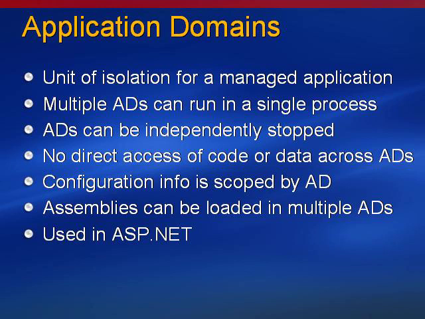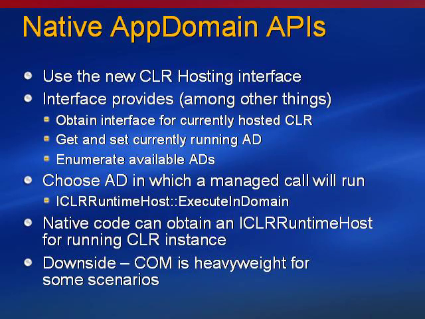They'll be used more and more as time goes on, and applications are architected from the ground up to be managed friendly. And the use of application domains would make a little bit more sense there. So we are adding some new functionality surrounding application domains. The first one is that we're adding some new APIs to the ICLRRuntimeHost interface. And these are native application domain APIs. What they let you do is decide which application domain you're going to do a certain managed call in. So what you'll do is use the new hosting interface, the ICLRRuntimeHost.